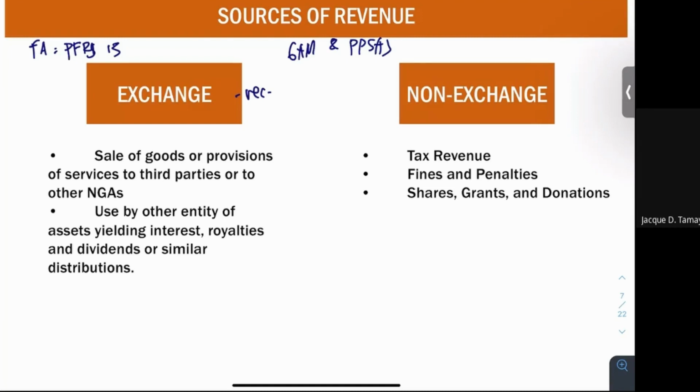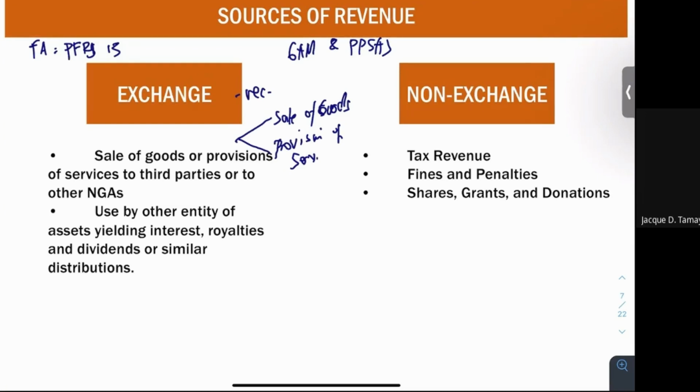Now, when we talk about exchange, the GAM enumerated two items of exchange. The first exchange is the sale of goods or provision of services to third parties or to other NGAs or non-government agencies. So there are two items of exchange here. The first one is the sale of goods. The other is the provision of services. Those are the two: sale of goods and provision of services.